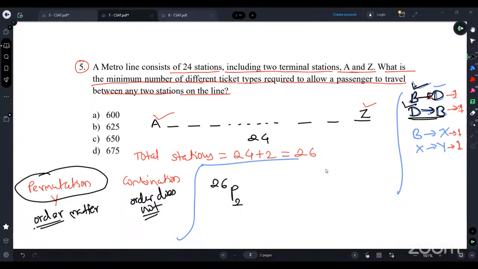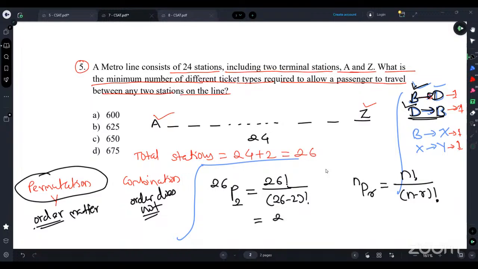So what is the formula for permutations? I'll write the formula for permutations. It is nPr, which is n factorial upon n minus r factorial, right? Now n factorial is 26 factorial in this case, and 26 minus 2 will be 24 factorial, right? Now let's solve this. 26 factorial will be written as 26 into 25 into 24 factorial, and the denominator is 26 minus 2, which is 24 factorial.